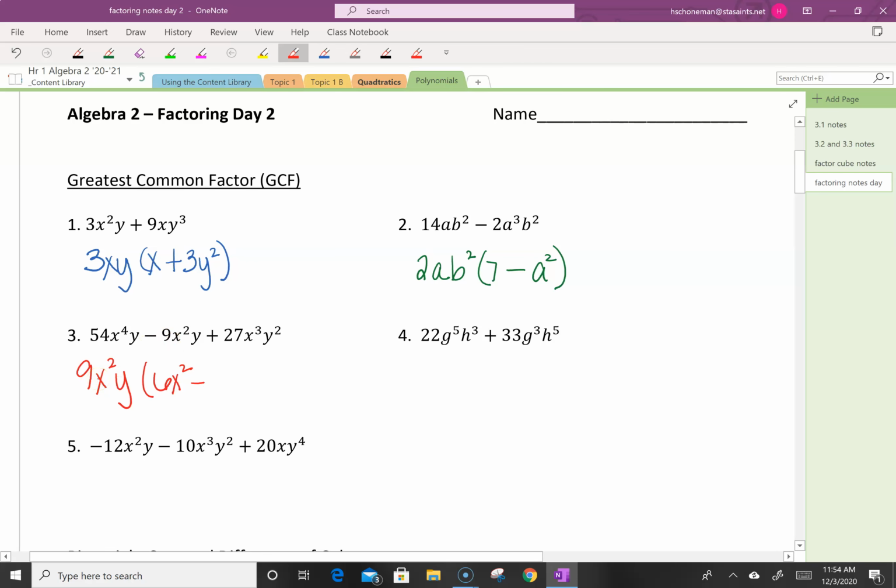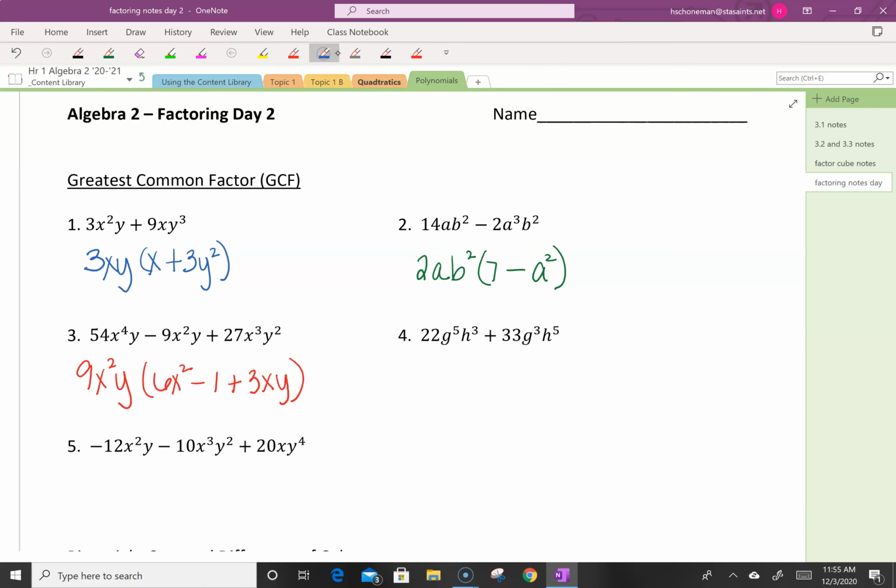I don't necessarily have to write that, but the x squareds cancel and the y's cancel. So if everything cancels out, you do have to write the 1. If there's variables left, you don't have to write the 1. Plus 27 divided by 9 is 3. 3 x's take away 2 and I get 1. 2 y's take away 1 and I get 1.